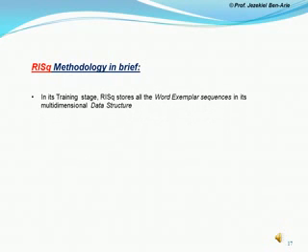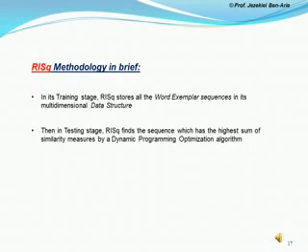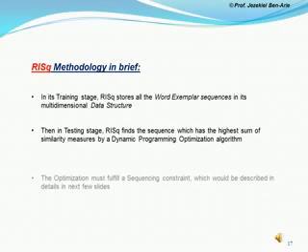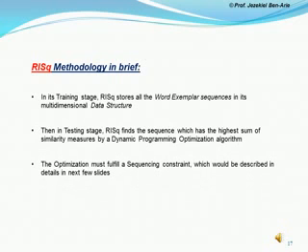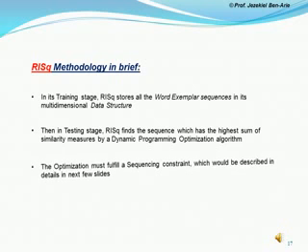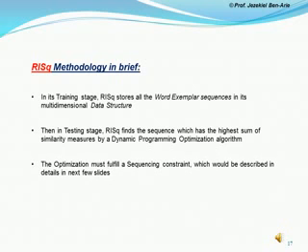Here is the RISC methodology in brief. In its training stage, RISC stores all the exemplar sequences in its multidimensional data structure. Then, in the testing stage, RISC finds the sequence which has the highest sum of similarity measures by a dynamic programming optimization algorithm. As already mentioned, the optimization must fulfill the sequencing constraint, which will be described in detail in slides 16 and 17.